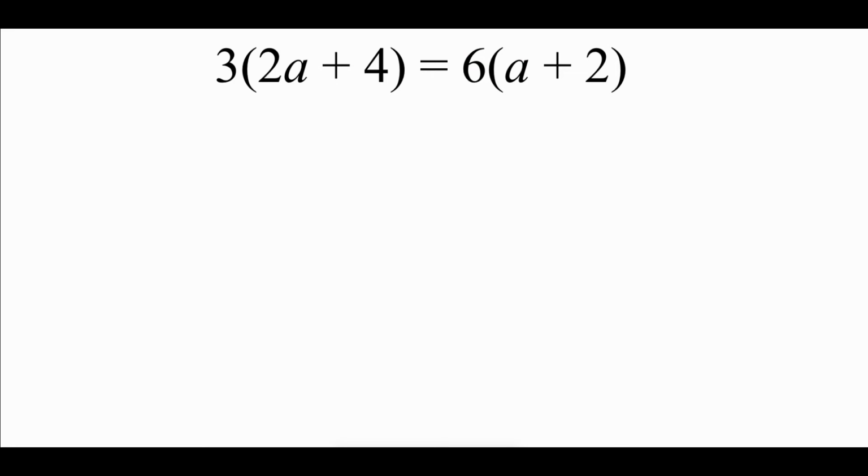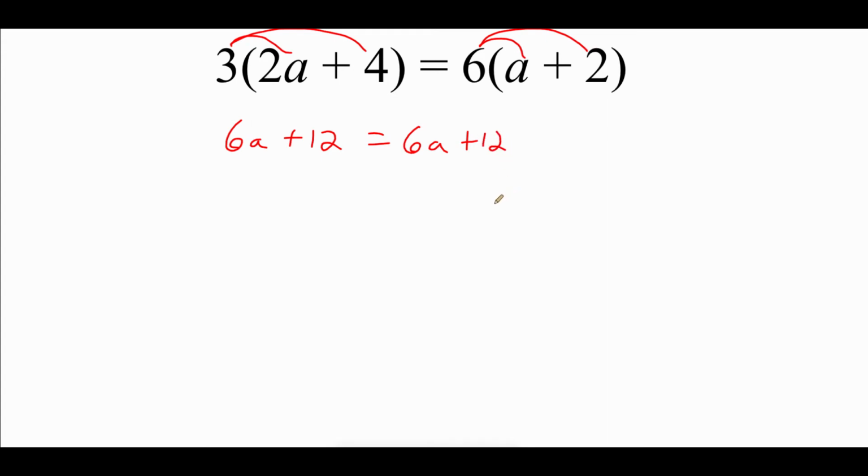As we take a look at our next example, on the left-hand side, we've got 3 times 2a plus 4 equals 6 times a plus 2. I see that we have distributive property to take care of on both sides. So I'm going to start on the left-hand side. 3 times 2a is going to give me 6a, and 3 times 4 is going to give me plus 12. If I distribute the 6 on the right-hand side, 6 times a is 6a, and 6 times 2 is plus 12.